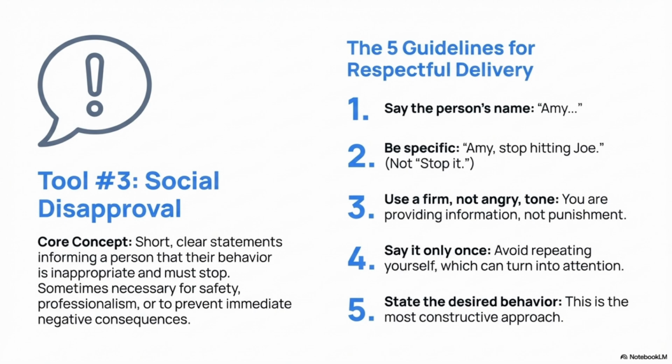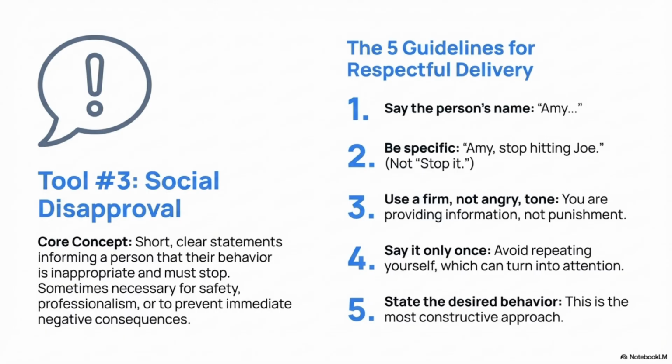Guideline 2. Say no, don't, or stop, and then identify the specific behavior. Be specific. Don't say, "Stop it," or "Don't do that." Say, "Amy, stop hitting Joe," or "Amy, do not turn the lights on and off." The person needs to know exactly what behavior you're referring to.